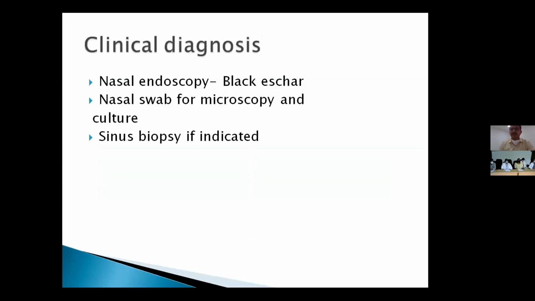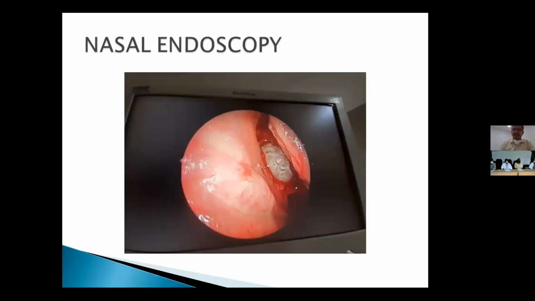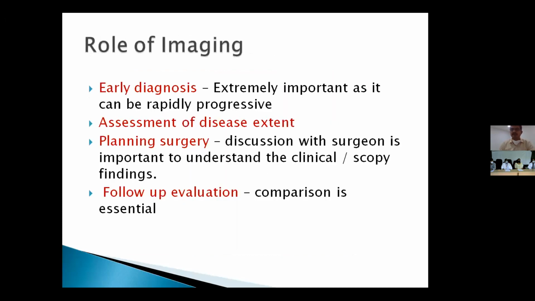Clinical diagnosis is through nasal endoscopy, where they can visualize the black eschar, and a nasal swab can be taken for microscopy and fungal culture, and sinus biopsy is done if clinically indicated. This is the nasal endoscopic image of the whitish appearance of the mucor. Here we can see the devitalized part appearing white compared to the vitalized, reddish-appearing normal sinus mucosa. So what is the role of imaging in mucormycosis?